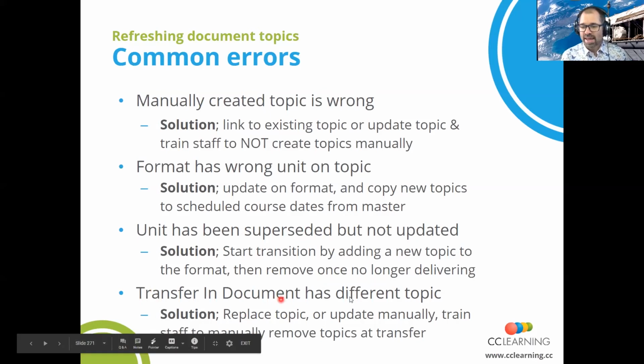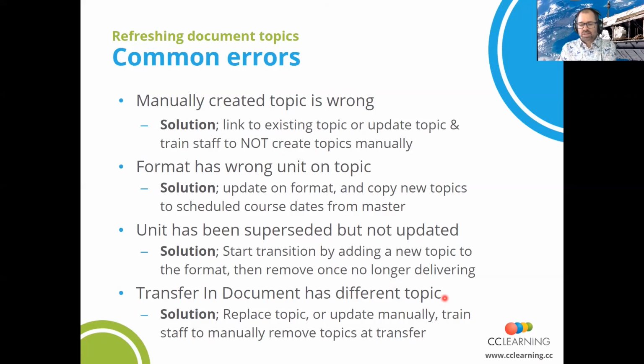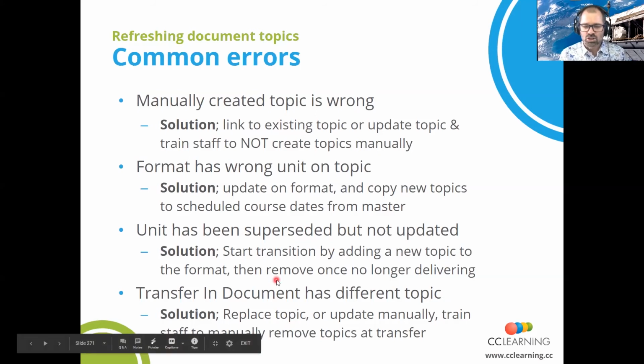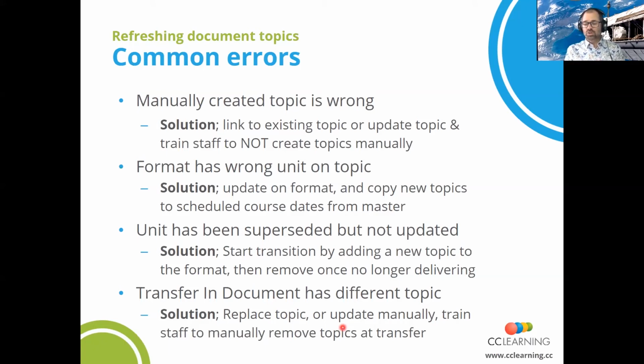A transfer in document has a different topic. Okay, so that can happen when you transfer, as we talked about before, transferring a document from one course to another course, and the units have followed that document, and now they are sitting on a course and it doesn't quite line up. It's not quite correct. So the solution there is to replace the topic or update manually, and then train staff to manually remove topics at the transfer. So consider a transfer something that you really should keep a close eye on. Have a look at the units that you're transferring from, have a look at the units transferring to, and make sure you've removed or added the new ones as necessary. It should mostly happen automatically, but sometimes it doesn't quite happen that way.